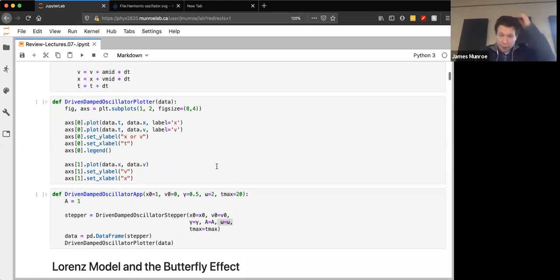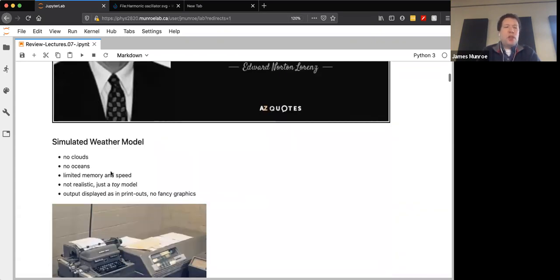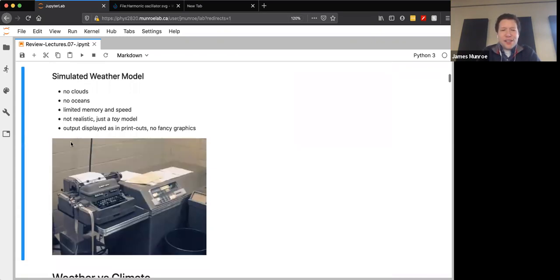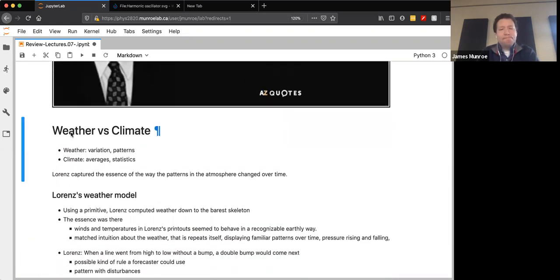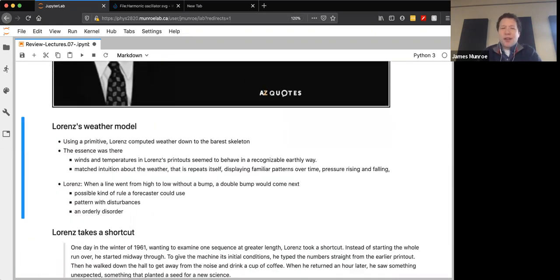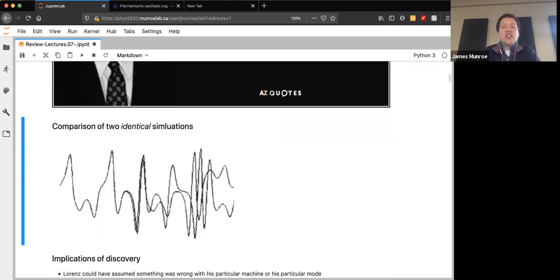Okay, then we took a side trip and we talked about this guy. His name is Edward Lorenz, and he's associated with the idea of chaos. There's very little from this lecture I want you to take away. We talked about a model of his. I don't care. We talked about the difference between weather and climate. Not important. We talked about Lorenz's weather model. Don't care. We talked about this picture.